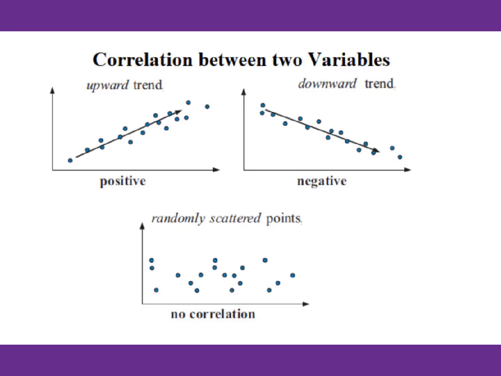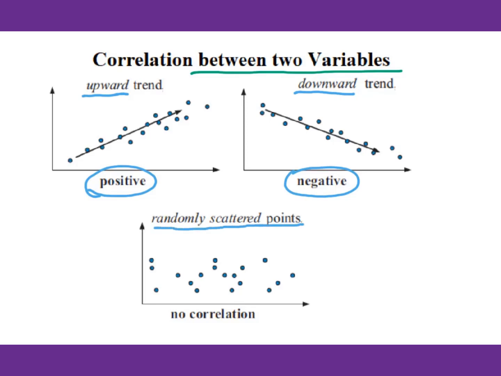Today's lesson is about correlation between two variables and the best fit regression line. For the correlation between two variables, we have the following situations. If the trend is upward, we see it has a positive correlation. If the trend is downward, we see it has a negative correlation. If all the data are randomly scattered points, we see these two variables have no correlation.